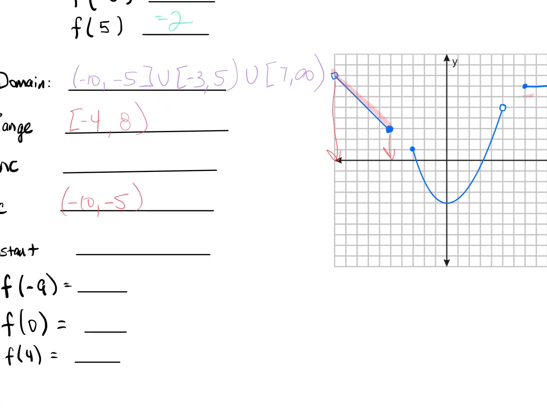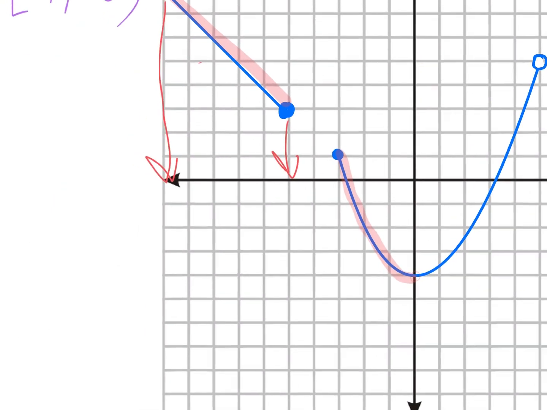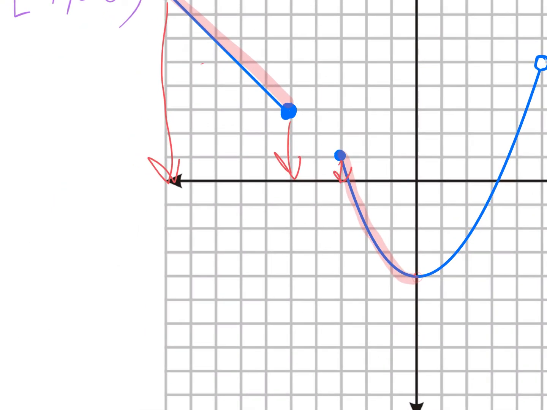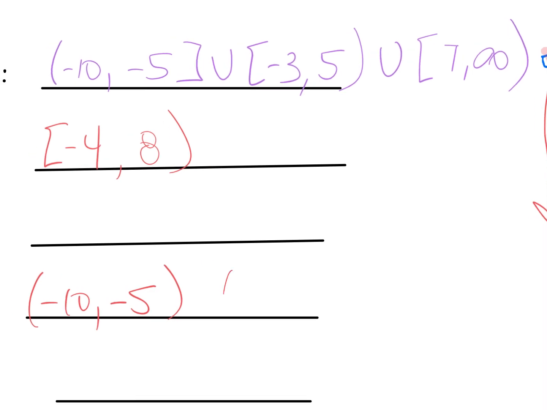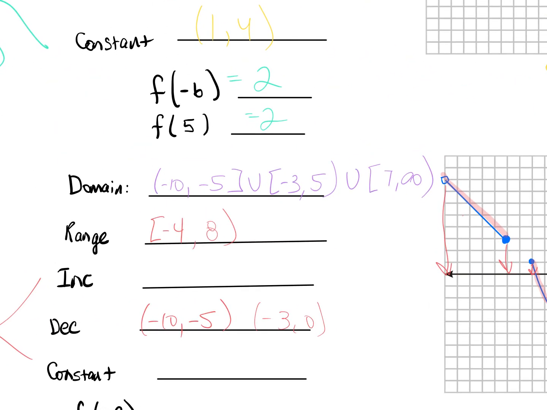So then I pick up my pencil and I look at the next piece of my graph. What's happening from here to here? It's going down again. From where on the x-axis to where on the x-axis? From -3 to 0. Don't look at the y, guys. It's decreasing again from -3 to 0. You do not need to put a union. If you do, it's no big deal. That's fine. But you don't have to.